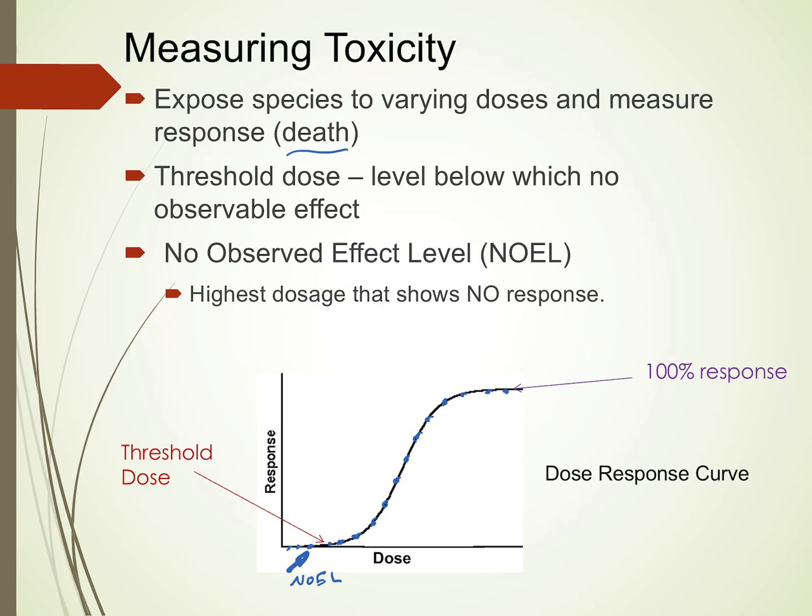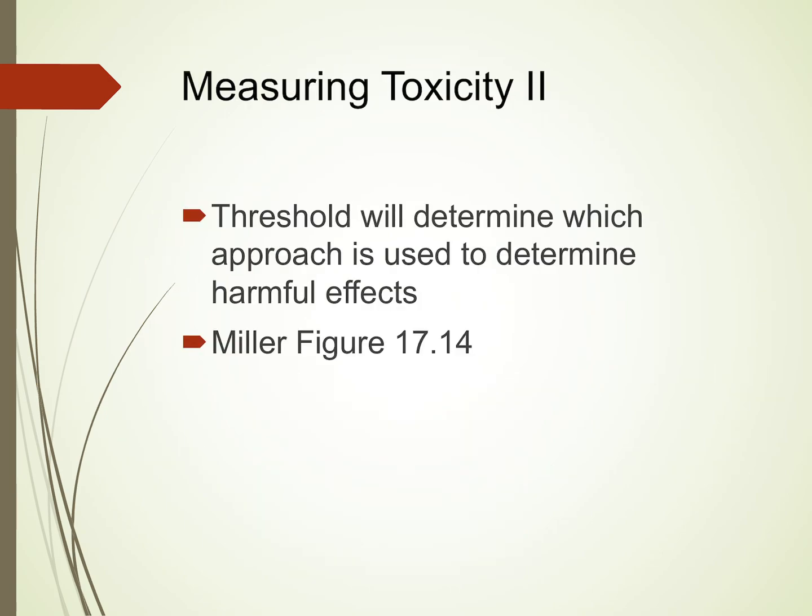Obviously up here is 100% response, whatever that response is. It can be death. It could be things like a reduction in reproductivity. You can look at something biochemical that happens in the body, the production or depression of a particular hormone or something like that. So the threshold will determine which approach is used to determine harmful effects.